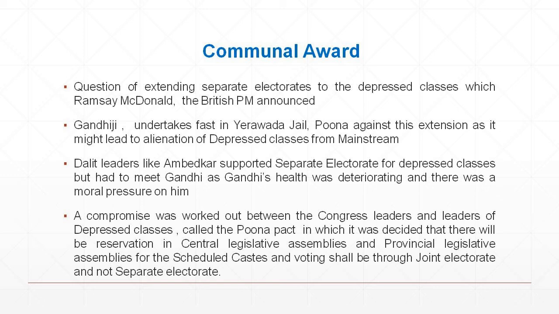So, originally, the British planned to extend separate electorates to the Dalits. But then Gandhiji went on a fast unto death in Pune, and then there was an agreement between Dr. Ambedkar and other depressed class leaders and Gandhiji, the result of which is the Pune Pact. In the Pune Pact, it was decided that the joint electorate system would be retained, but there would be a certain amount of reservation in the seats for the Imperial Legislative Council and also the Provincial Legislative Council for the members of the scheduled castes.